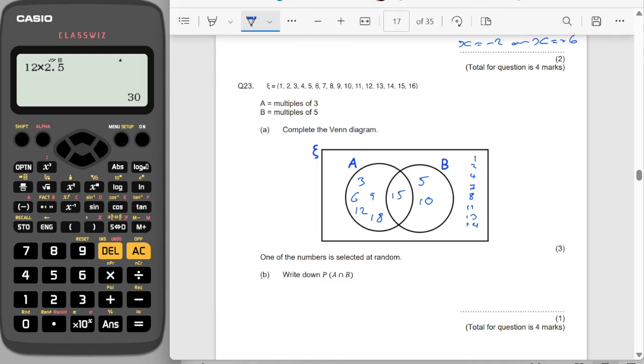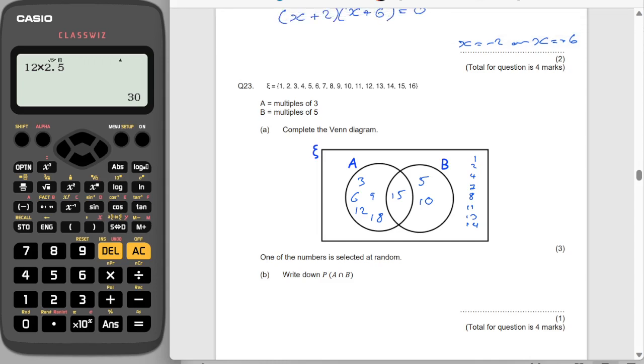So that looks right. Write down one of these numbers is selected at random. Write down the probability that the number is in the intersection. So we've only got one number in the intersection, so that would be 1 out of the 16.